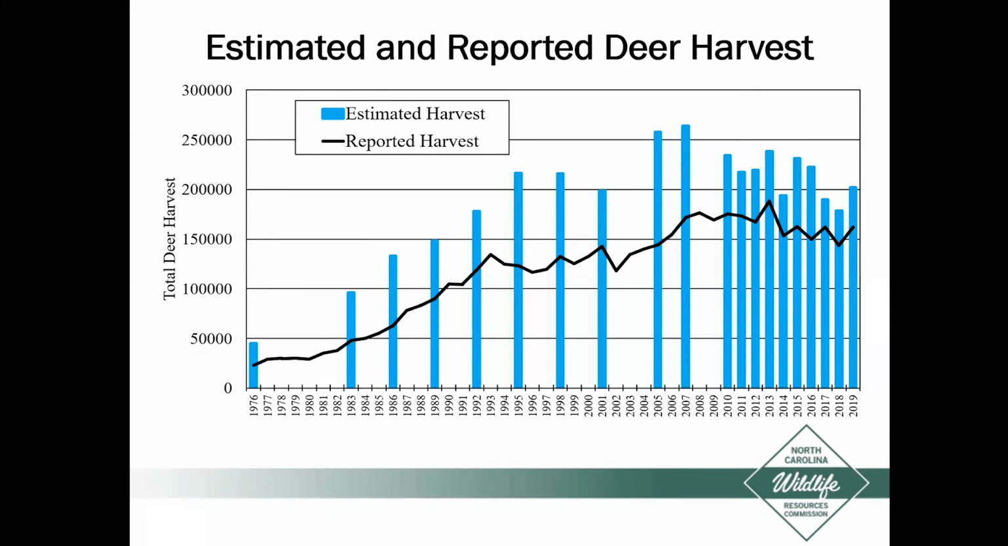So North Carolina is fortunate that we have 2 different databases where we can monitor harvest trends. Most states have got one or the other. We have both. And it's really nice when our reported harvest, which we talked about, and our estimated harvest from this hunter harvest survey here in blue, when the trends line up and basically tell you the same thing.